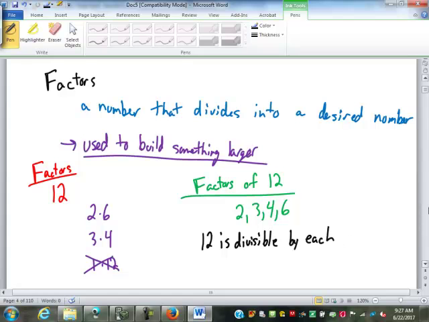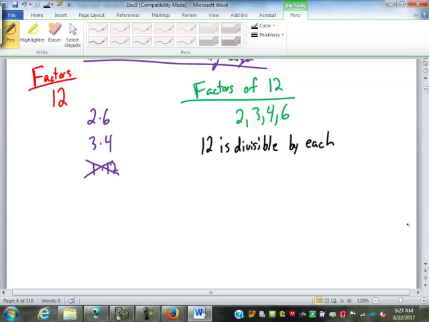Divisible. To be divisible by a number means to divide without a remainder. I mean, I can divide 12 by 5, but I get a remainder or I get a decimal or a fraction.